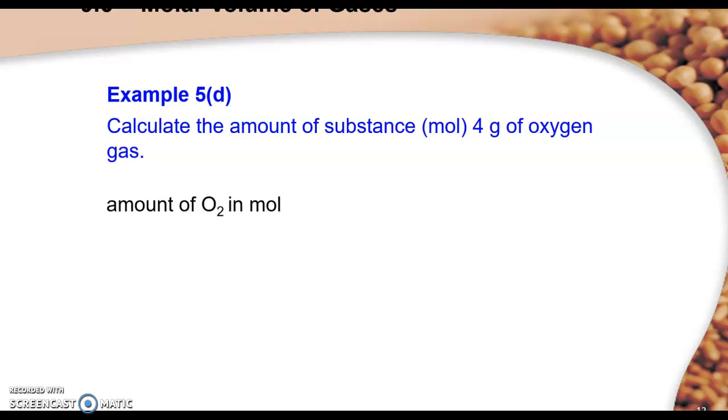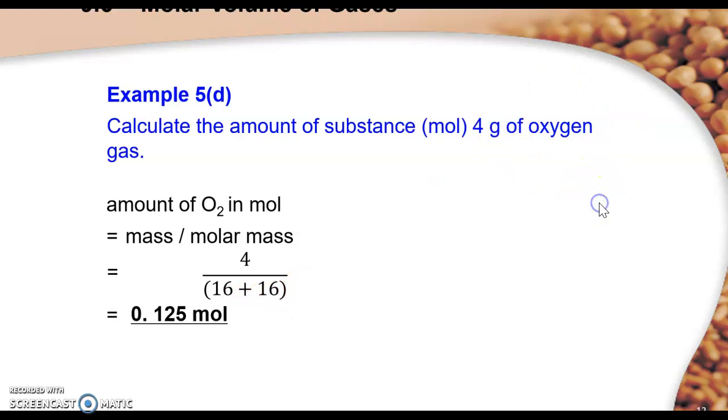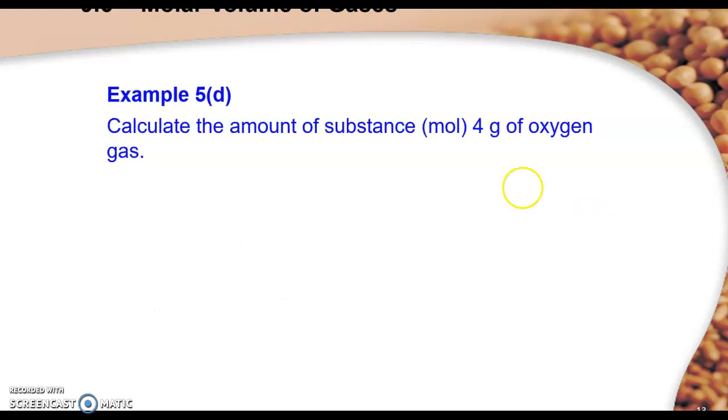So the amount of oxygen in moles is again mass divided by molar mass. The mass given is 4 grams, divided by 16 plus 16, because oxygen has a formula of O2. Then leave your answer in 3SF. You should get 0.125 moles. Now I'll move on to question 5E.